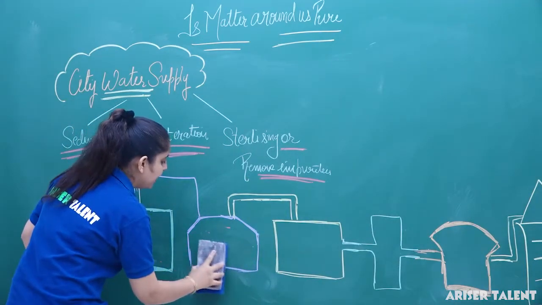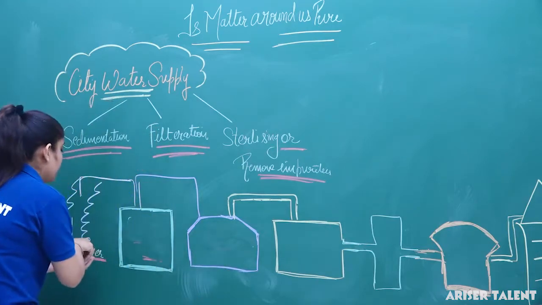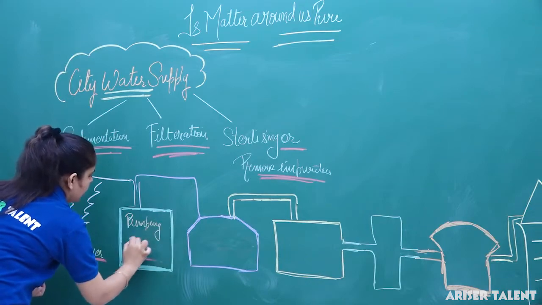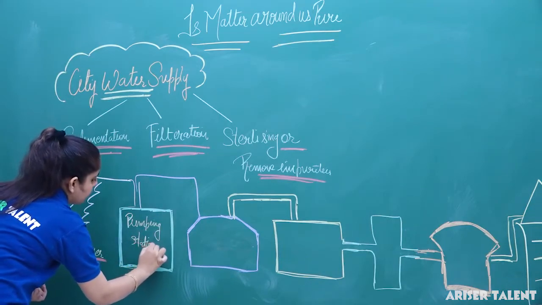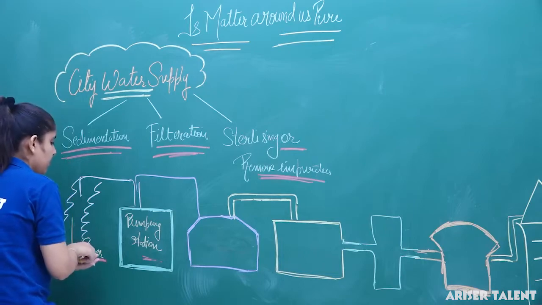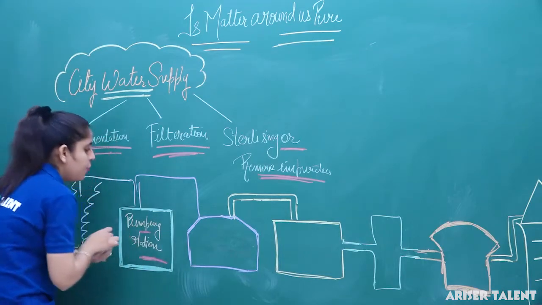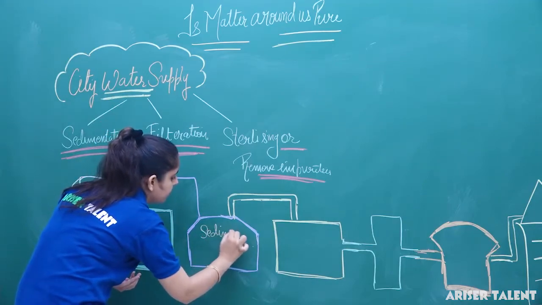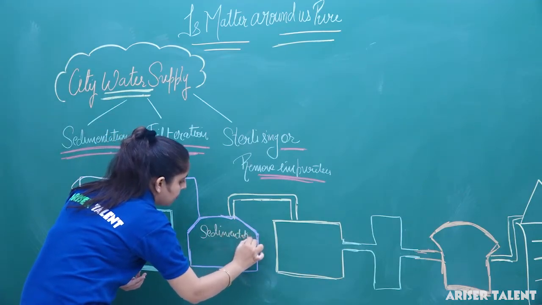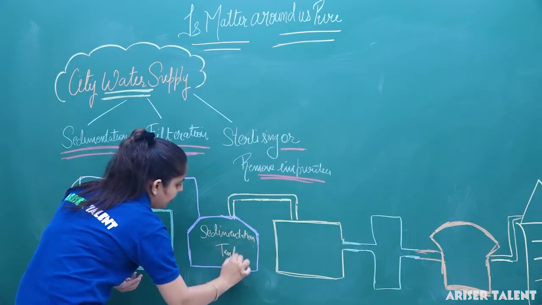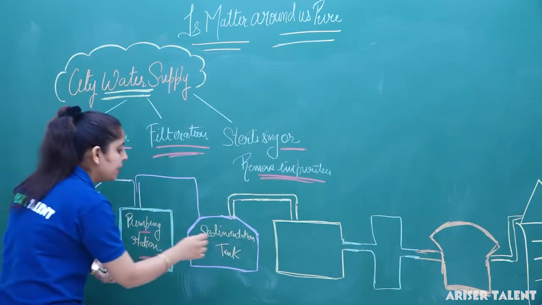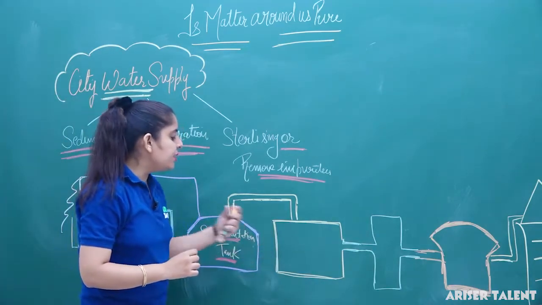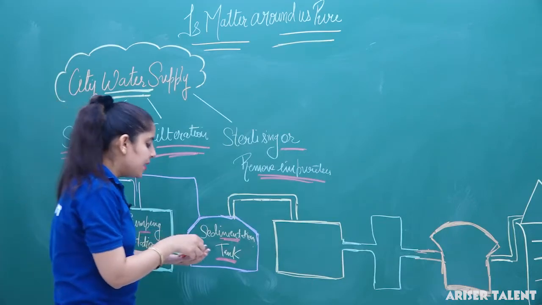So make a little correction here. Firstly, the water is passed through the pumping station. This is our pumping station. From the pumping station, the water is passed through the sedimentation tank. In the sedimentation tank, the impurities are going to settle at the bottom. After the sedimentation tank, the water is passing through sand and gravel.